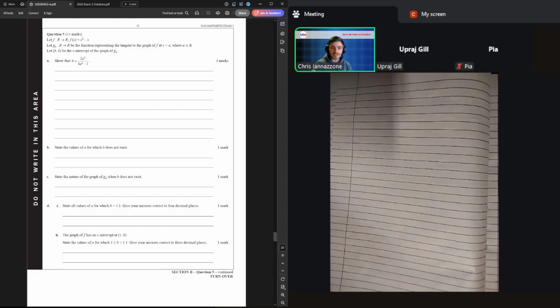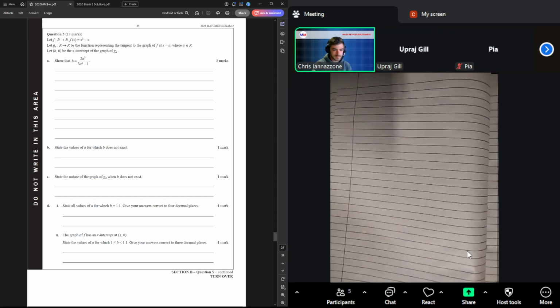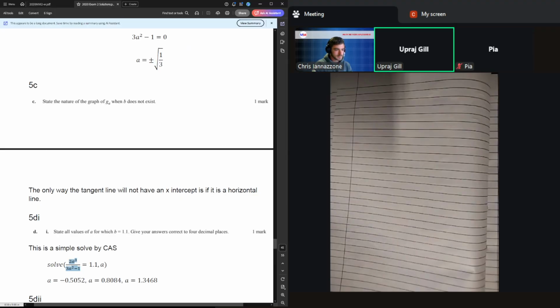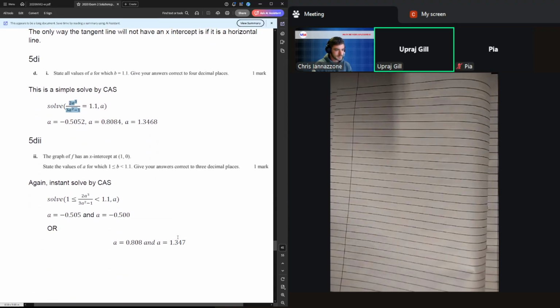I'll say you don't need it, but the CAS gave me two different inequalities. The first one is negative 0.5052, and negative 0.5. The other one was 0.8084 and then 1.3468, or 3.7. Just obviously rounding to three decimal places on those.